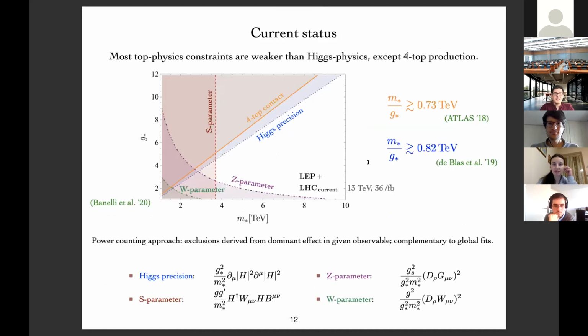This is with the exception of four top production, which is shown by the orange shaded region in this plot, which already with 36 inverse femtobarns of data provides a comparable sensitivity in the scale-coupling parameter space to precision Higgs data, shown by the blue shaded region and encoded in the genuine four-Higgs operator shown here. So let me recall at this point the obvious caveat with interpretation of this plot, which is that there are order 1 numbers all over the place, from the order 1 uncertainty in the Wilson coefficients when expressed just in terms of m star and g star alone.